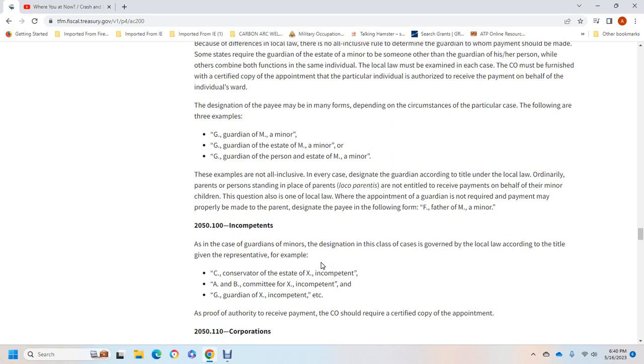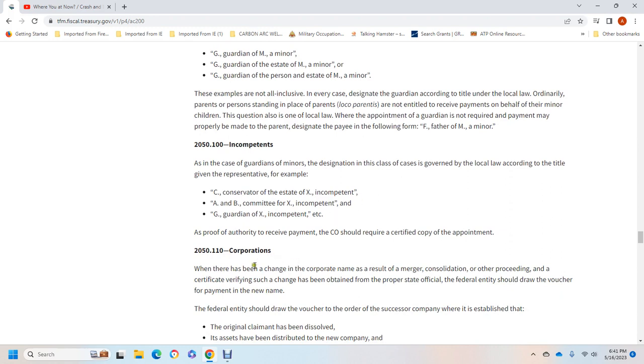Other classifications, such as guardians of minors, are governed by local law according to the title given to the representative: C, conservator; X, incompetent; A and B, committee of X, an incompetent; G, guardian of X, an incompetent, etc. With the authority to receive the payment, the certifying officer should require a certified copy of the appointment.